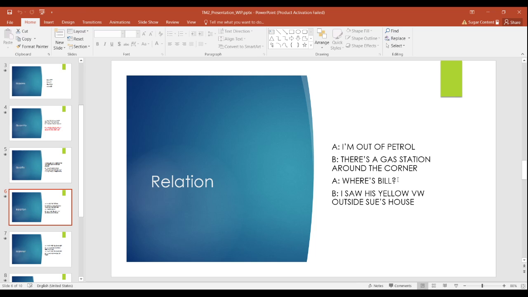Then moving on to the maxim of relation, our response needs to be relevant to the topic of discussion. As you can see from the two examples here, A is saying, I'm out of petrol, and then B replies with, there's a gas station around the corner, which is relevant because A is out of gas. In the second example, A asks, where's Bill, and B replied with, I saw his yellow Volkswagen outside Sue's house, and that is relevant as well to the conversation because B is telling A where Bill is by mentioning his yellow Volkswagen.